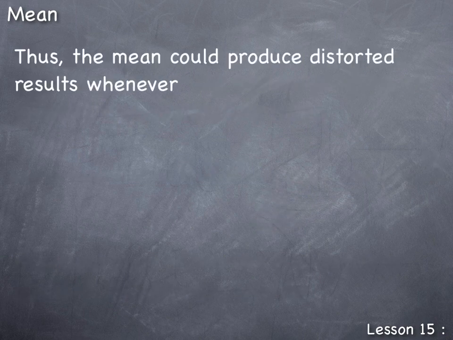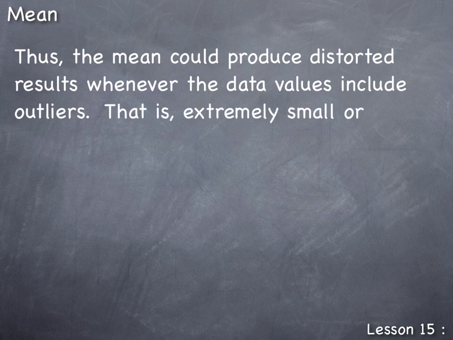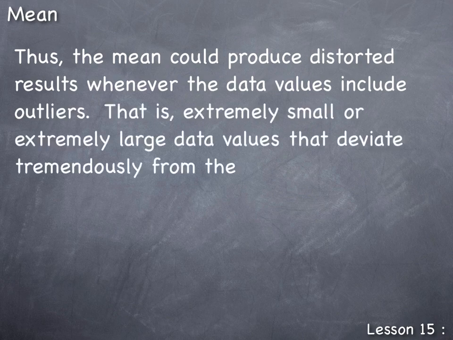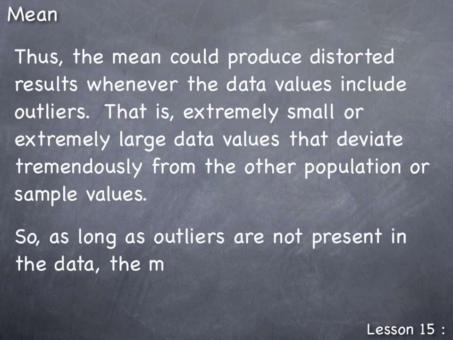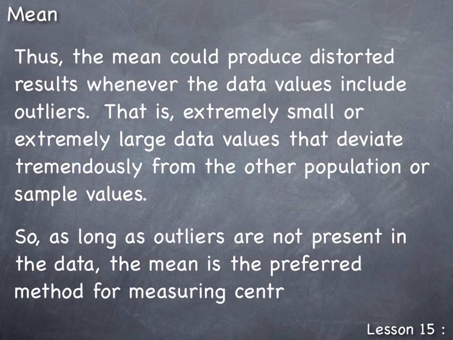Thus, the mean could produce distorted results whenever the data values include what statisticians call outliers, that is, extremely small or extremely large data values that deviate tremendously from the other population or sample values. So, as long as outliers are not present in the data, the mean is the preferred method for measuring central tendency.